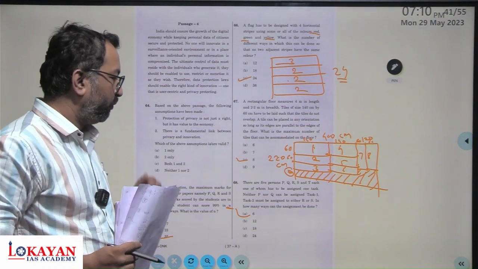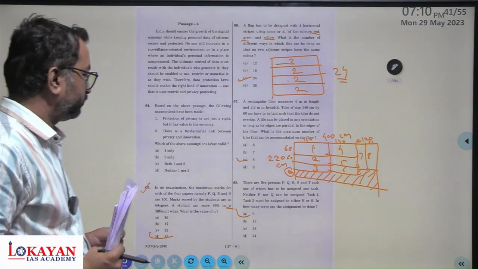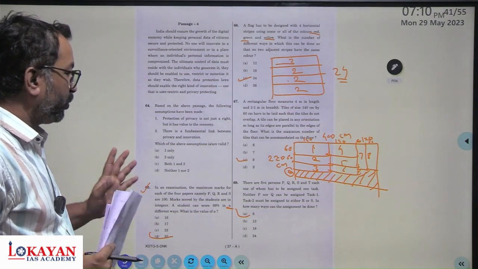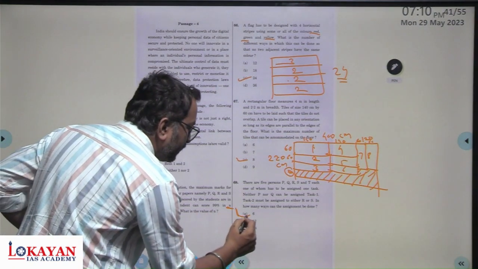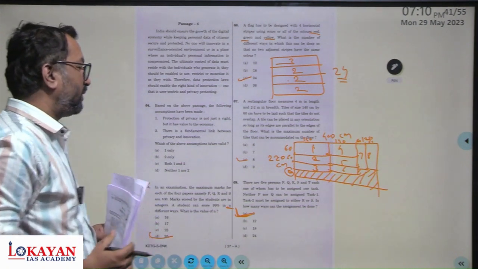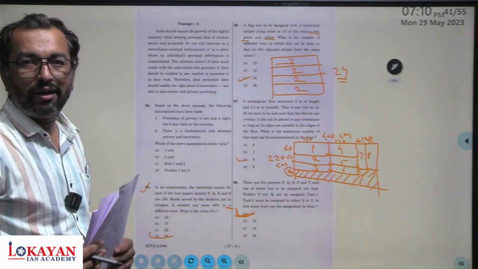and there is some confusion, but I'll later explain it. I'm not sure whether I have got this answer right or not, but according to my understanding, this must be right. Option number A is 6.